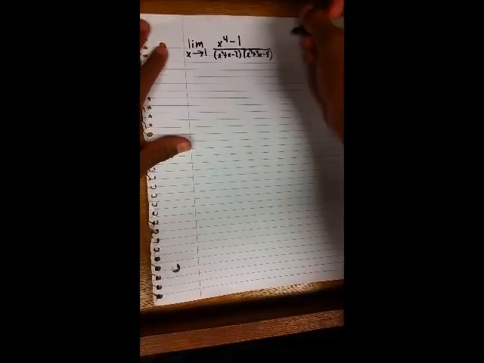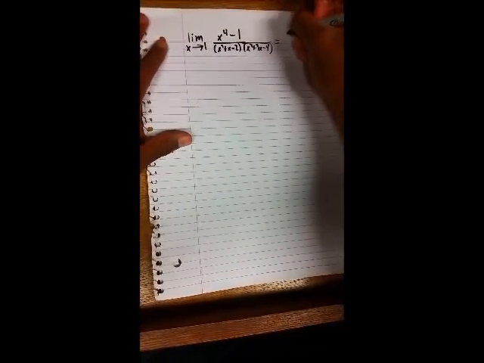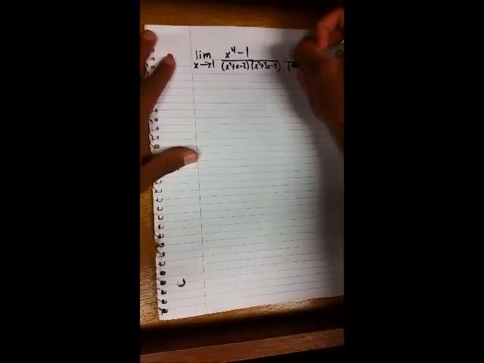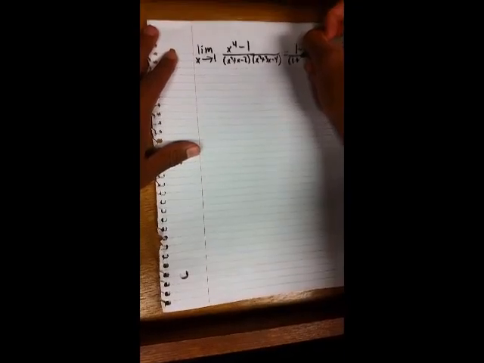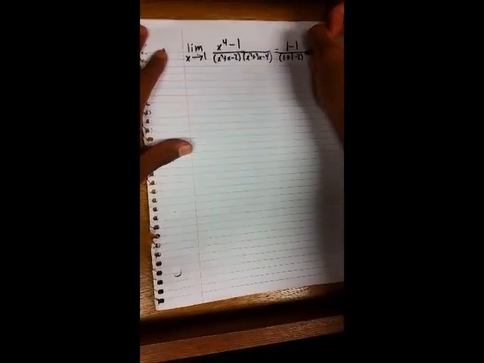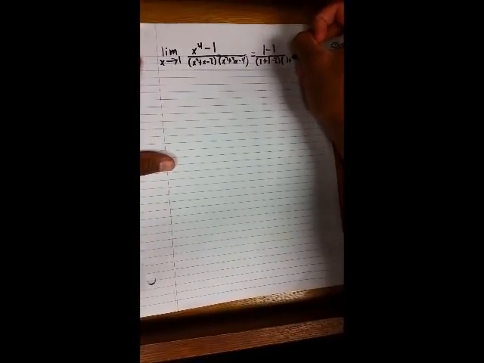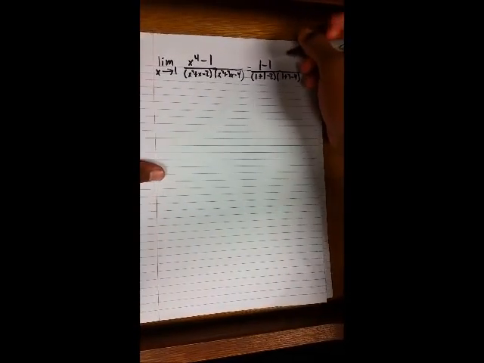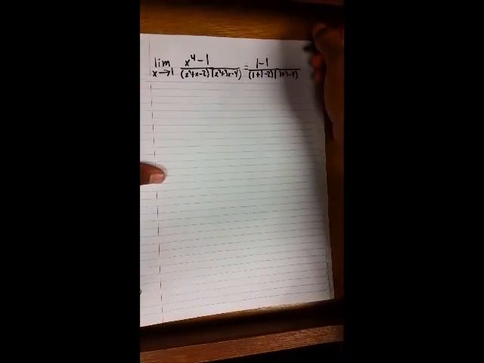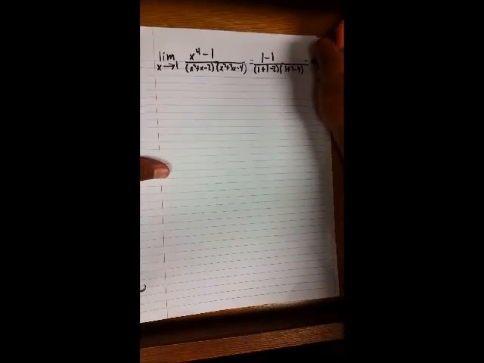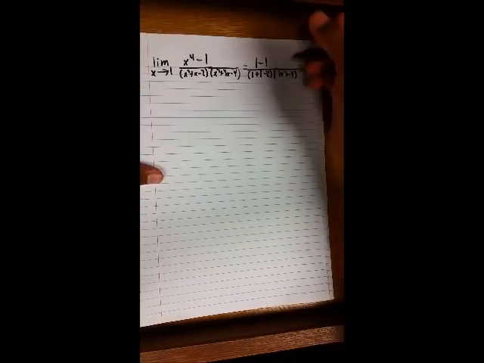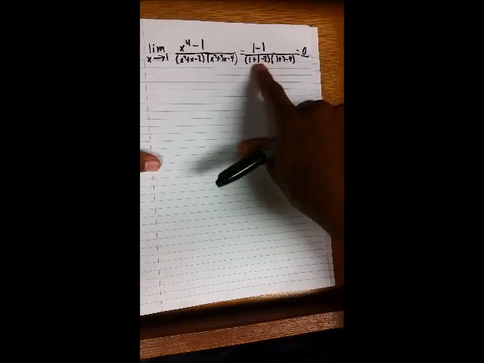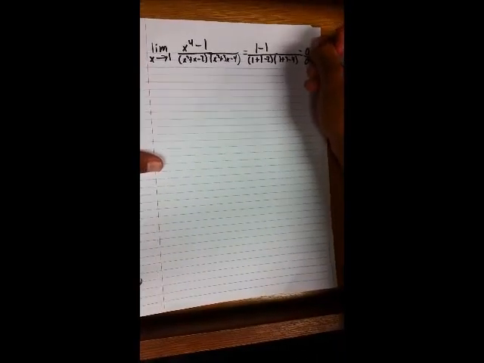If we plug in 1, we would get (1 - 1)/(1 + 1 - 2) times (1 + 3 - 4). All of this is equal to 0 over 0. You would get 0 in the numerator because of the 1 minus 1, and 1 plus 1 minus 2 is equal to 0, and anything times 0 is 0. So you end up with 0 over 0.